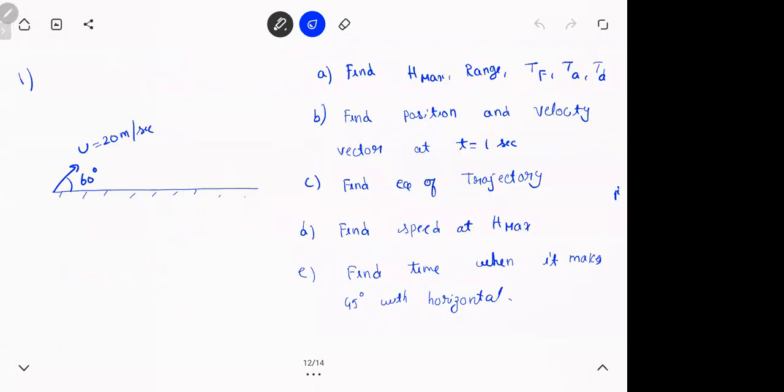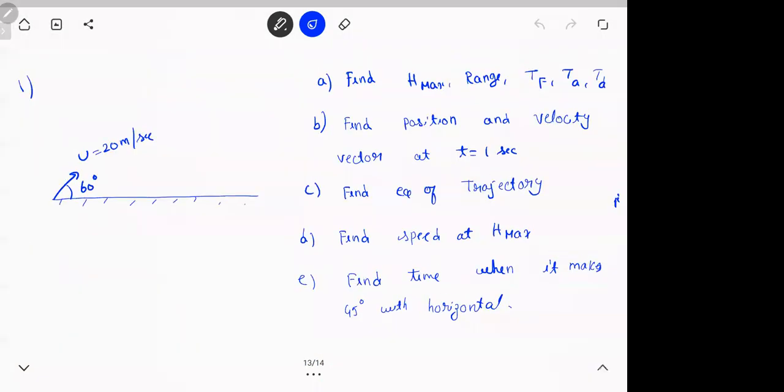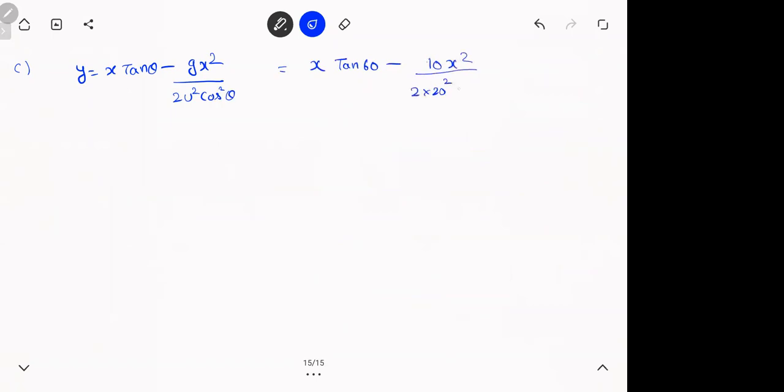Equation of trajectory. What is the equation of trajectory? y is equal to x tan theta minus g x square by 2u square cos square theta. x tan theta is tan 60, g is 10, u square is 20 square, that is cos square 60. That will be x root 3 minus 10 x square, that's 2 into 400.